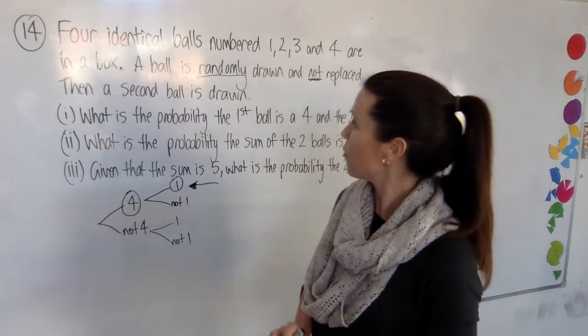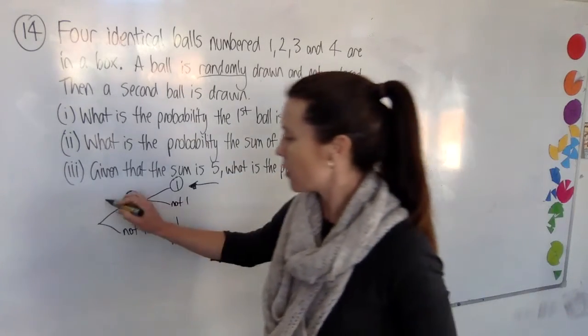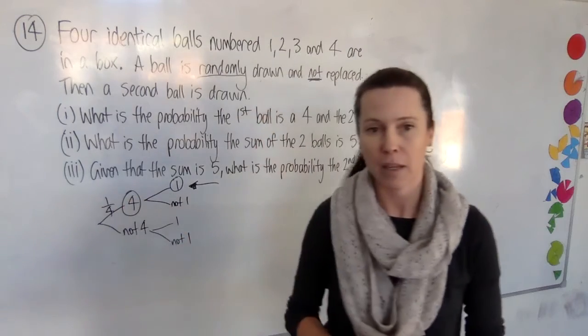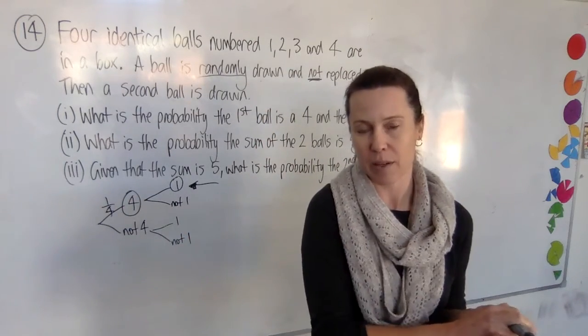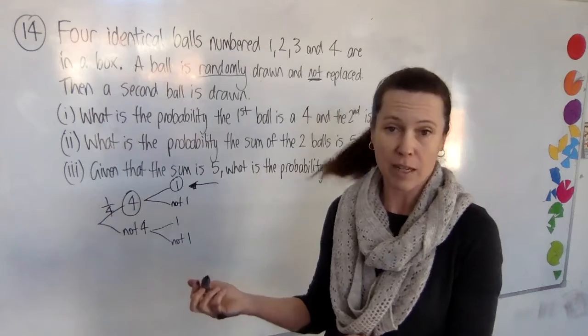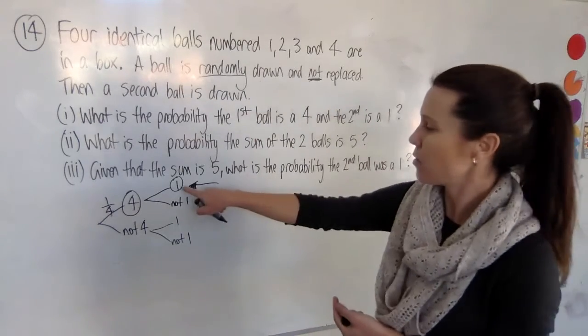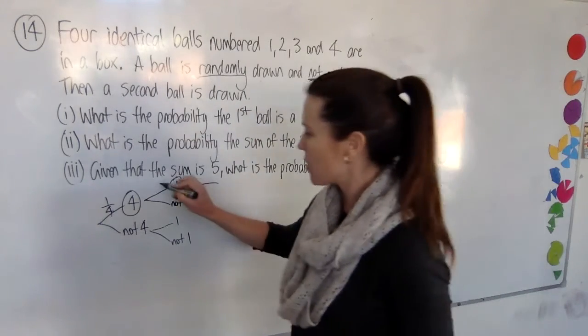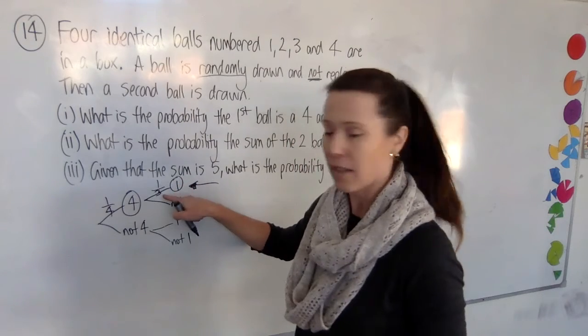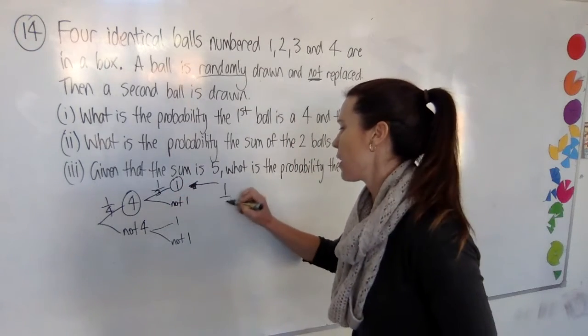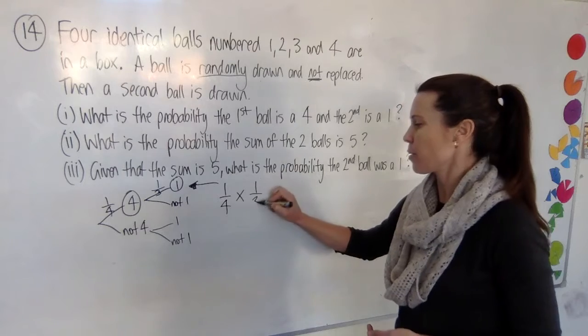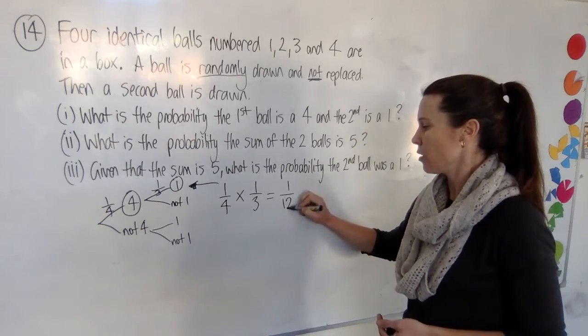Well, the chance of getting a 4, if there's 4 numbers in there, it's 1 out of 4. Now that the 4's been drawn out, though, we need to think about how many balls are left. There's only 3 left. And how many of them is the one that we want? The 1? Only 1 of them. So we have a 1 out of 3 chance of getting this. So we have 1/4 times 1/3, which gives us 1/12.